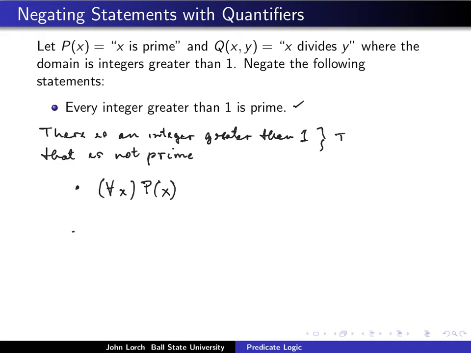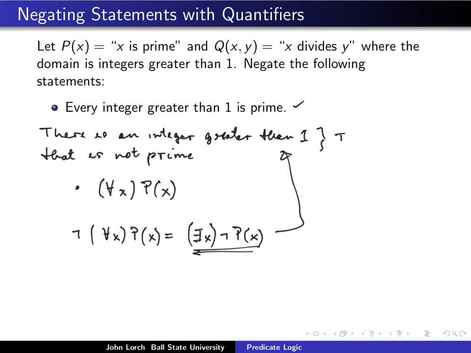Now its negation. Remember that to negate a statement like this, we move the negation inside and replace the quantifier with the opposite quantifier. So, we replace the universal quantifier with the existential quantifier. And when you translate this back to English, you'll get exactly this statement here that we came up with initially. There is an integer greater than 1 that is not prime.